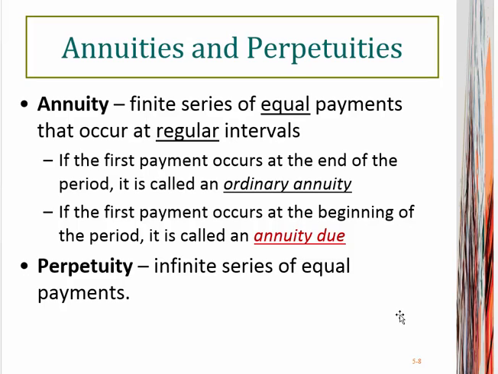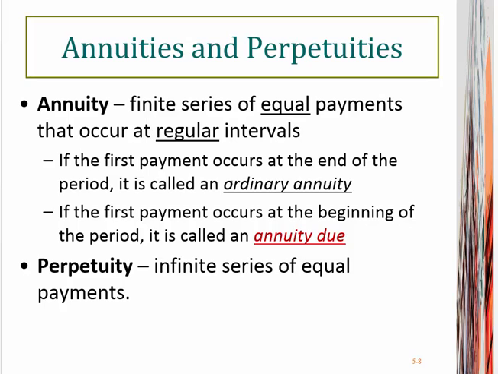Next, let's talk about some special kinds of cash flows. There's something referred to as an annuity. An annuity has an equal set of payments that occur at regular intervals for a specific period of time. If the first payment occurs at the end of the year, we refer to it as an ordinary annuity. If it occurs at the beginning of the year, it's an annuity due.